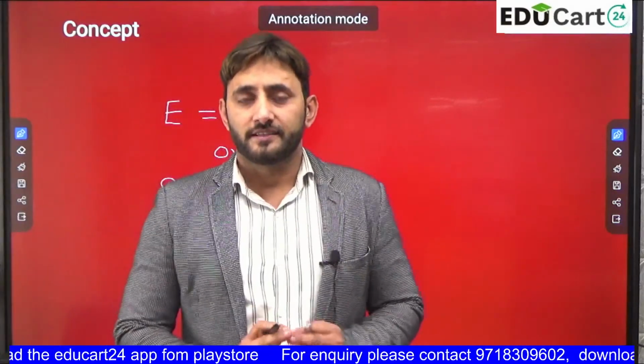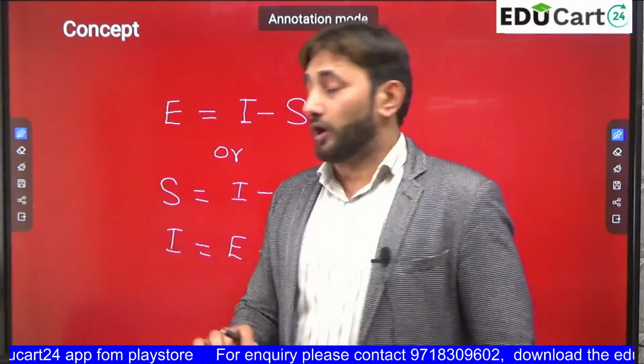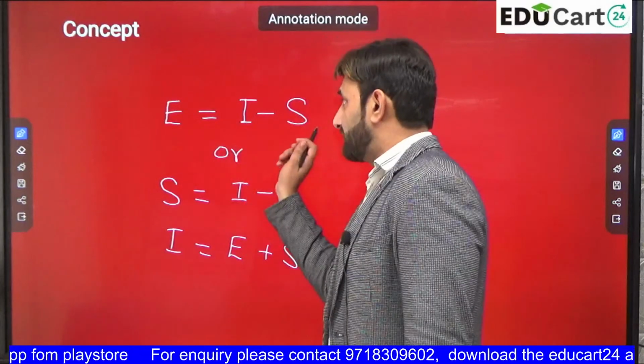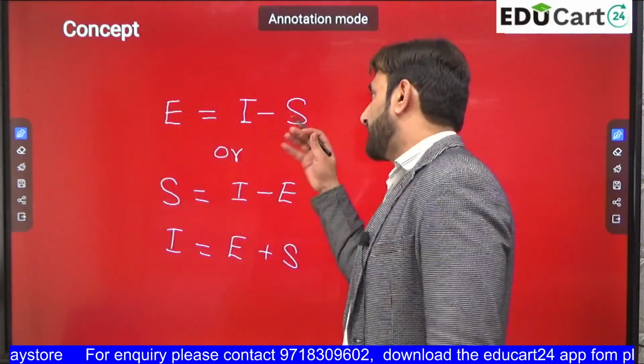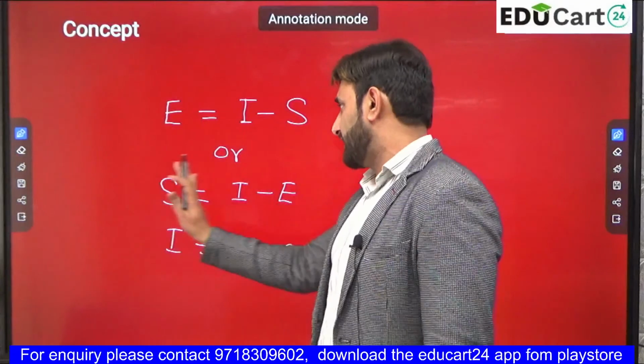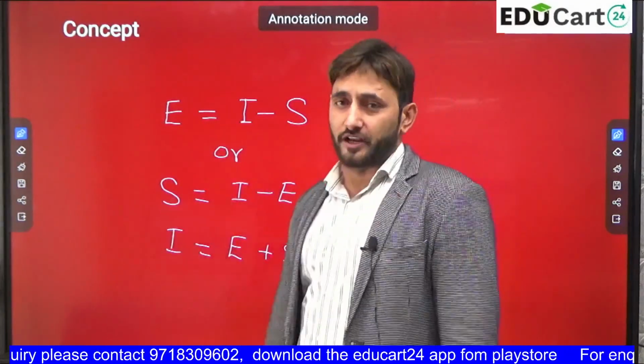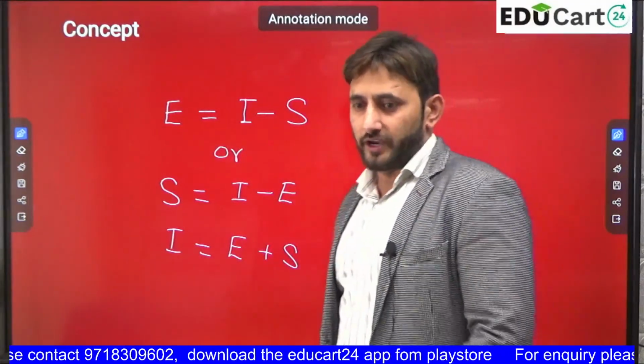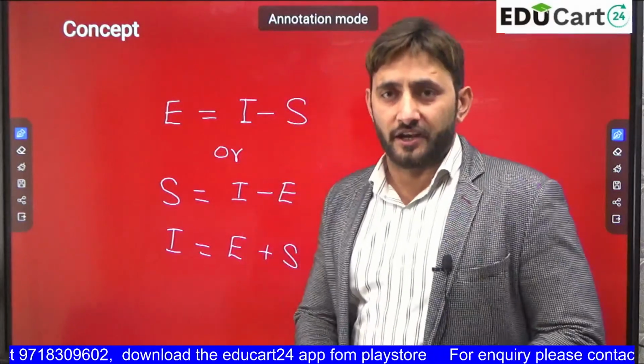Total income means expenditure plus saving, or from the income if we subtract the saving, we will get the expenditure, and if we subtract expenditure from income, we will get the savings. Got it, my dear? So let's make it an interactive session.